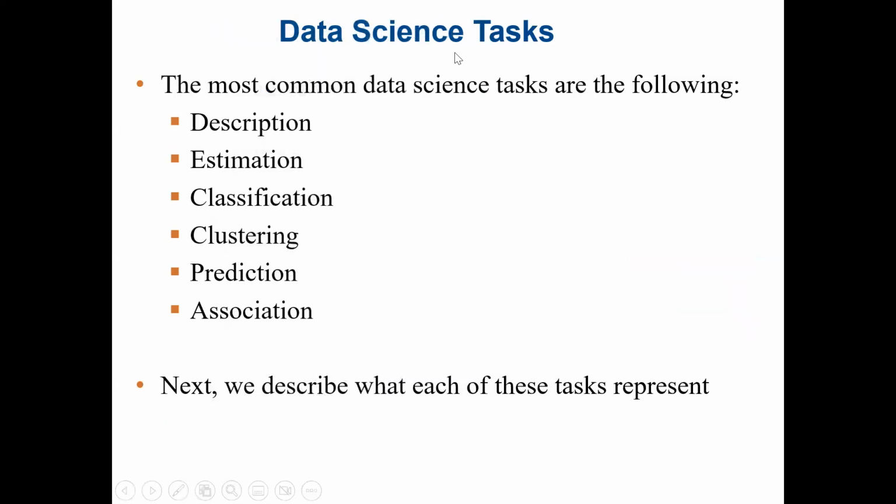Now, next we go to the data science tasks. As we said earlier, the three major types of machine learning are supervised and unsupervised learning, then we have reinforcement learning. So these data science tasks fall under both supervised and unsupervised learning. We have description, estimation, classification, and prediction. They are all supervised learning. Association and clustering are unsupervised learning.